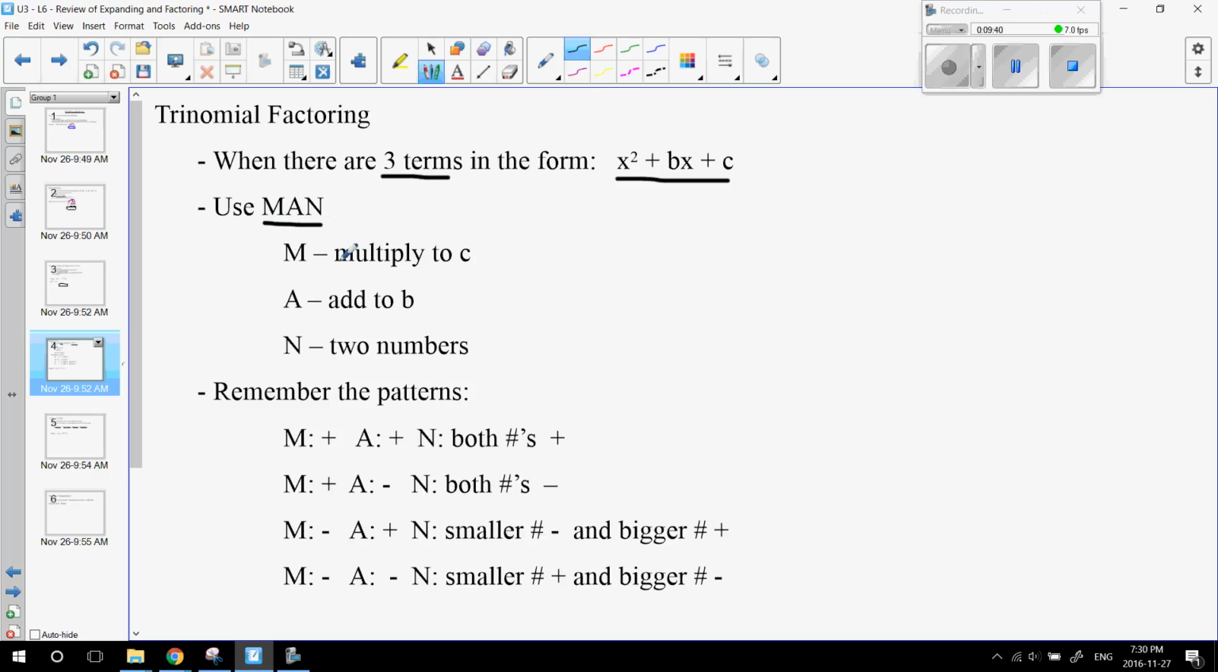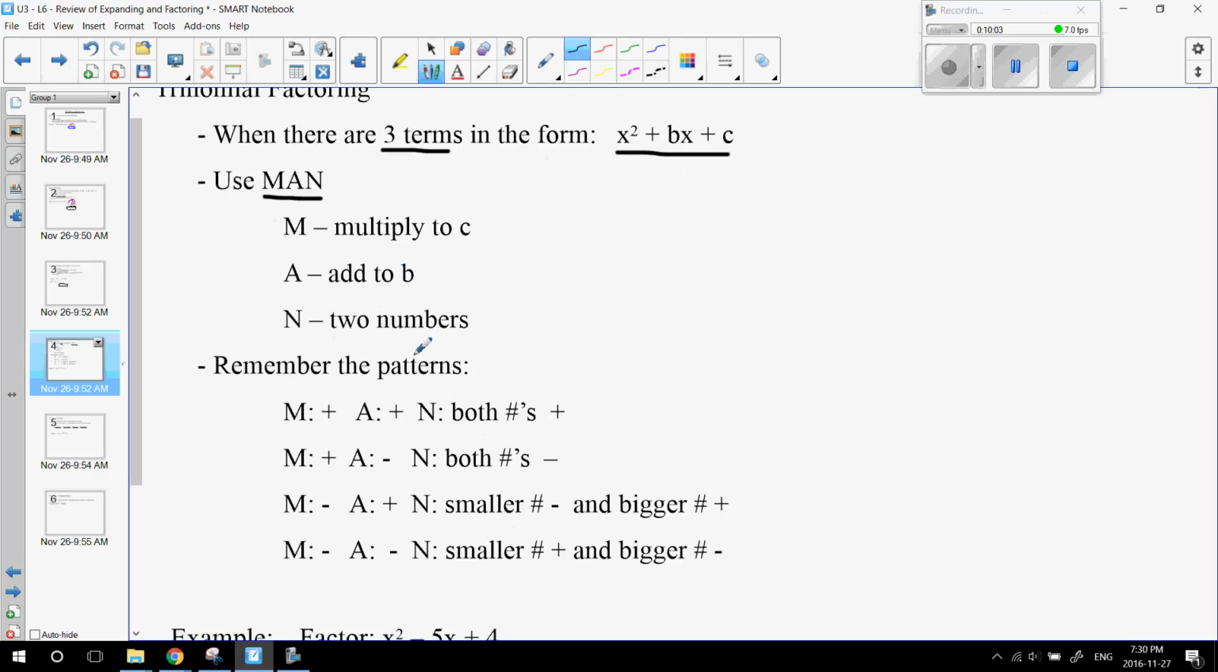So the M is that we have to multiply to C, which is always the last number at the end. We have to add to B, where B is always that number that's in the middle with the x. And then we have to come up with N. We have to come up with 2 numbers that multiply to the C, but also add to the B value.